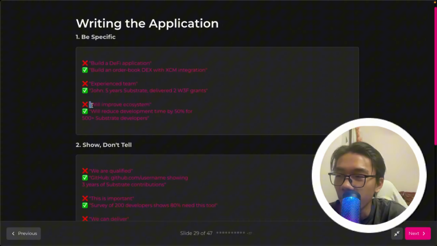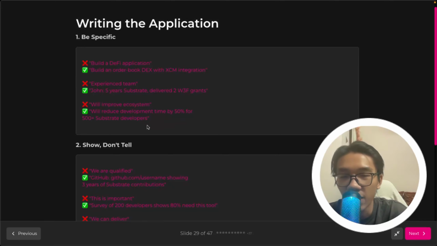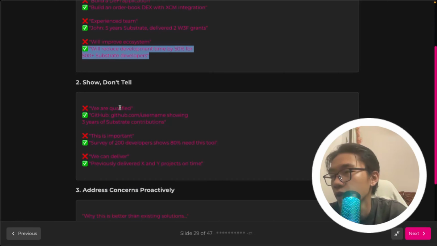The purpose is that you don't want to just write something like, I'm going to help improve the ecosystem. You want to write something like, I'm going to reduce the development time of this tool by 50% for 500 Substrate developers. When you set a specific metric, the curators will understand that you have a clear goal in mind, and they will base their curation on that.